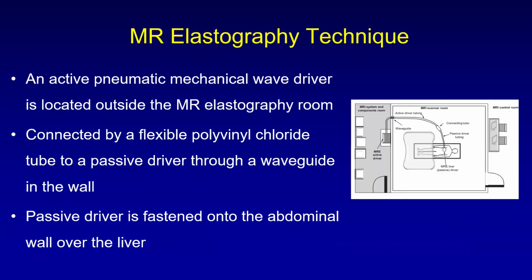So how do we go about doing MR elastography? The technique involves using an active pneumatic mechanical wave driver, which is located outside the MR elastography room, as shown in that cartoon on the right side. It is connected by a flexible polyvinyl chloride tube to a passive driver through a waveguide in the wall of the room. And the passive driver is fastened onto the abdominal wall over the liver.